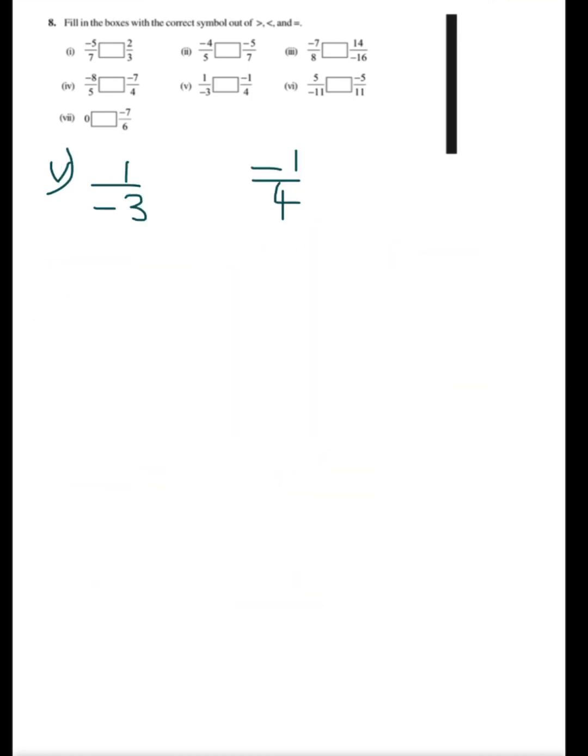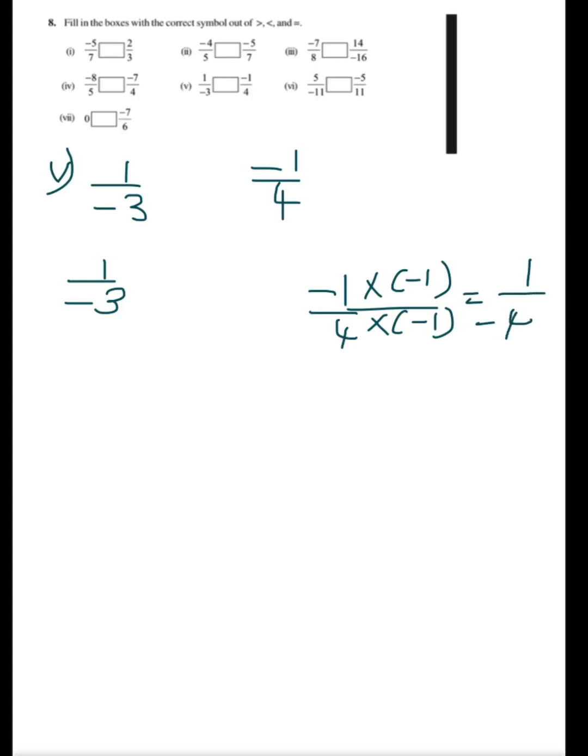First one is 1 by minus 3 and second one is minus 1 by 4. Here you can see that in the numerator we got 1. In the first case it's 1 by minus 3, but in the second case it's minus 1 by 4. So in order to make it 1, you need to multiply with minus 1. Then you will get it as 1 by minus 4.